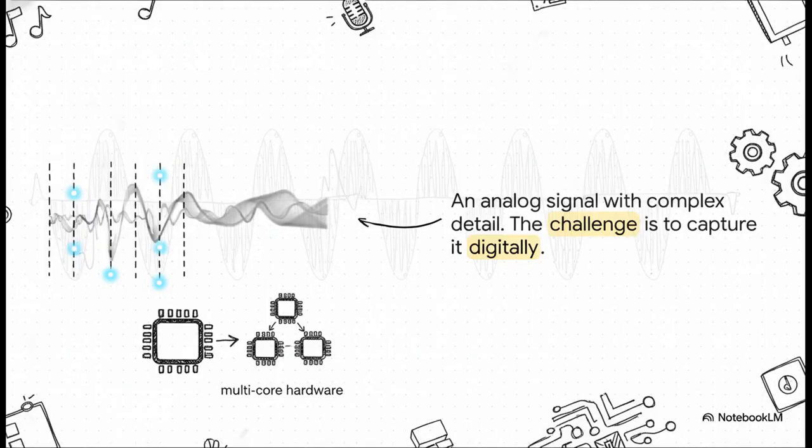So take a look at this. This is what we're up against. This could be anything, right? A piece of music, someone talking. What I want you to notice are all those rapid changes, the little wiggles. That's the high-frequency content. That's the character of the signal. And our big challenge is, can we capture all of this with just a few snapshots and still be able to perfectly rebuild this exact same complex shape later on?